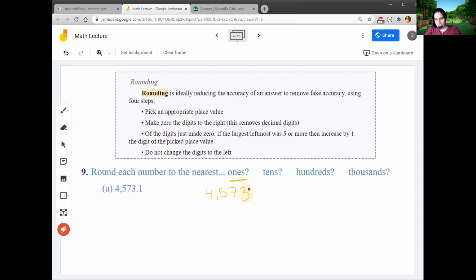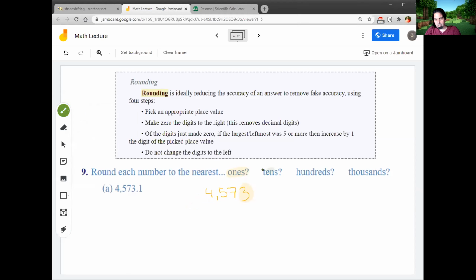I take everything to the right of that and make it 0. Goodbye, it goes away. Was the first thing that I got rid of 5 or bigger? No, so my 3 stays the same. And anything to the left of that, I would never change anyway. Anything to the left of the 3 is safe, it never changes.